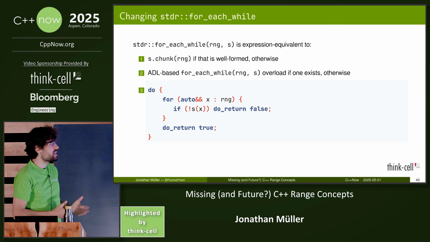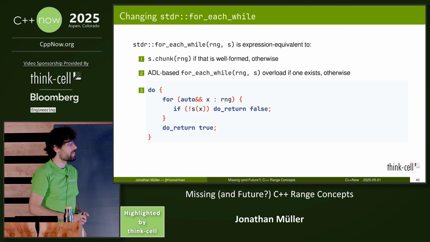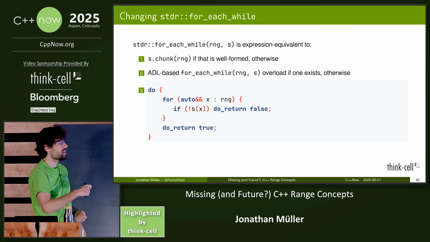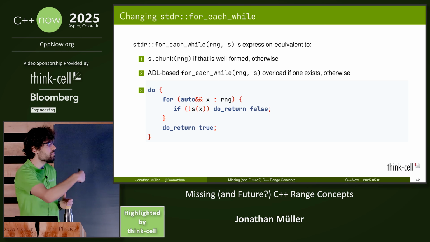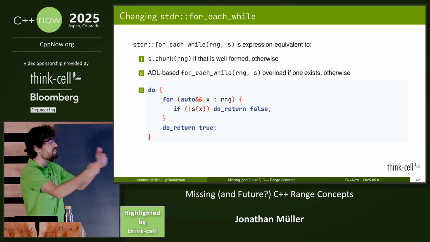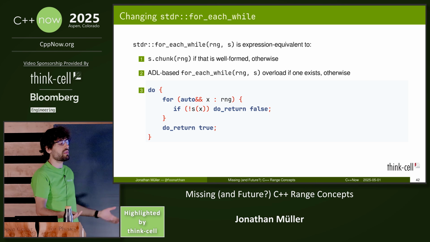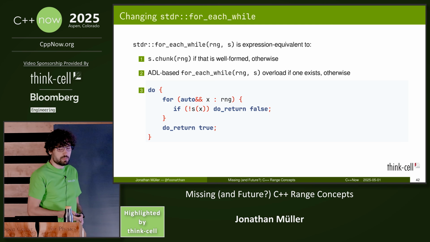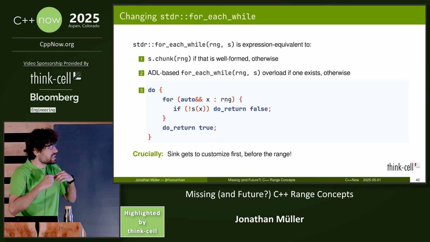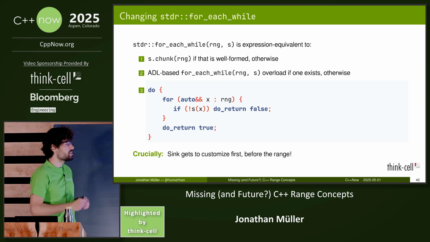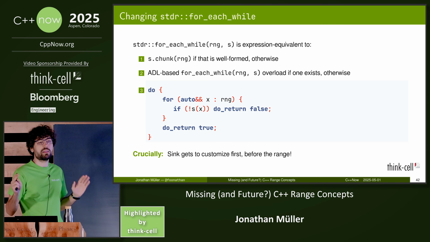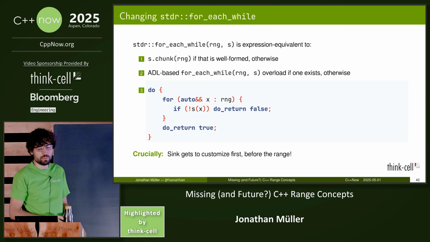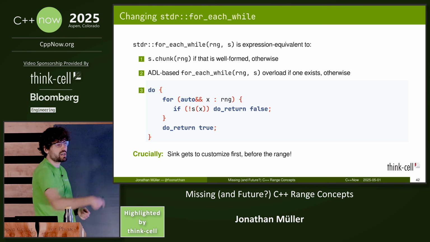And so we define it like so. If you're calling for each while, first of all, it tries to call s.chunk given the range. So if the sink has a chunk method that accepts this particular kind of range, then we give that to the sink as one thing, right? Otherwise, we use the ADL one, and otherwise we use the default implementation. And crucially, the sink gets to customize first, not the range. So the sink gets to express, hey, I know how to handle this entire range at once, and only then does the range get a chance to optimize the loop, because the loop would still push character by character, element by element.